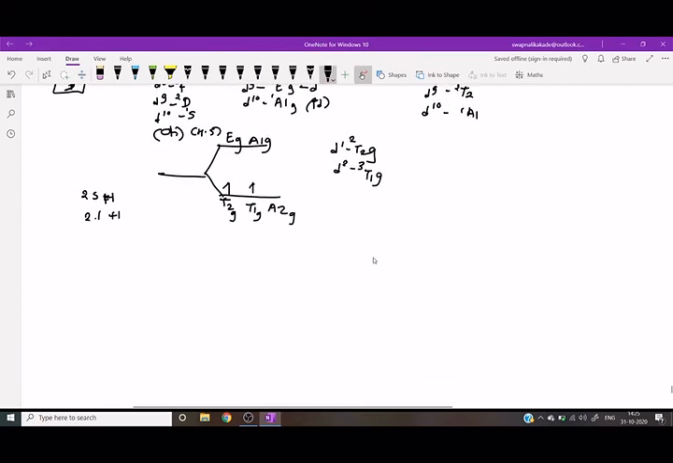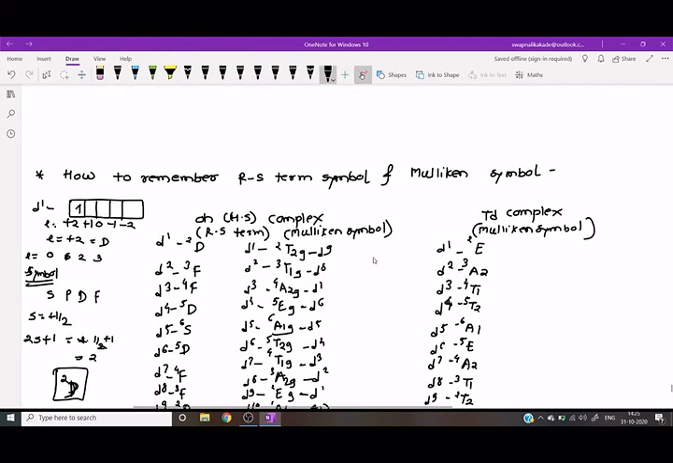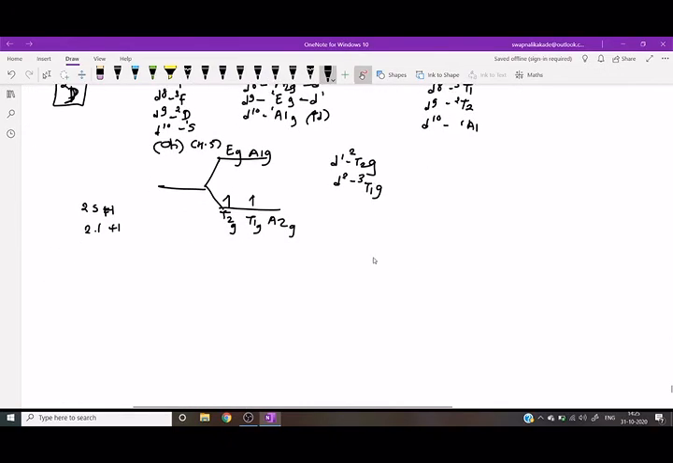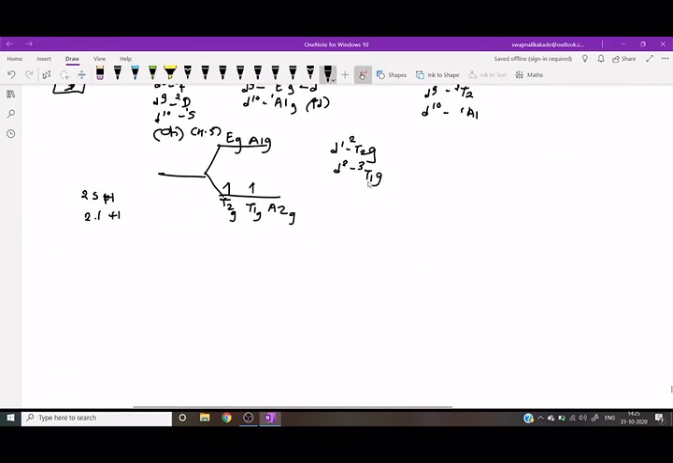For D1, T2, for D2 it is T1. T2, T1, A2, E, A1. D3, D4, D5: T2, T1, A2, E, A1. Again repeat T2, T1, A2, E, A1. The spin multiplicity is 2, 3, 4, 5, 6.